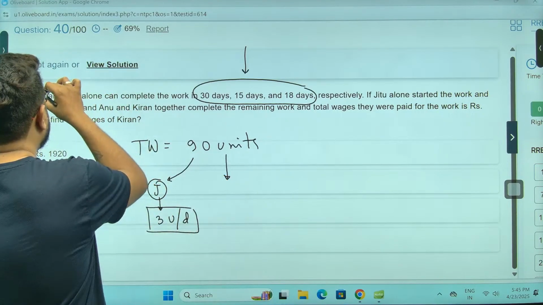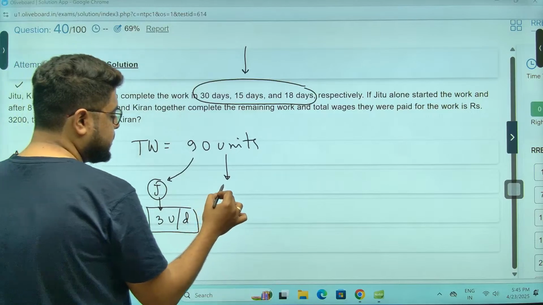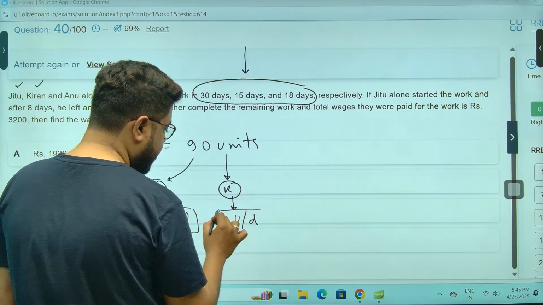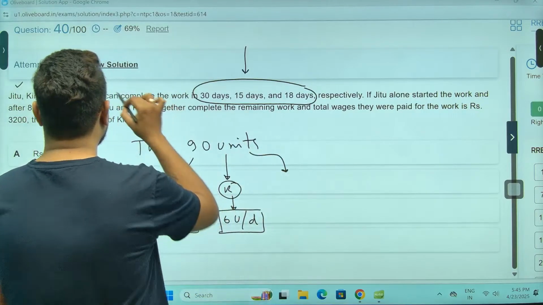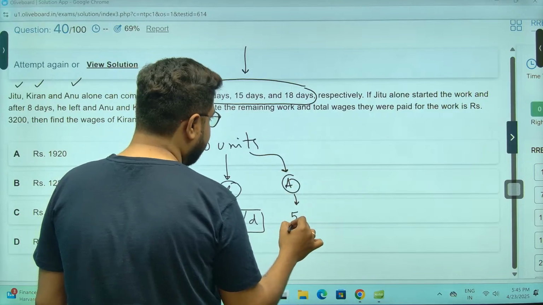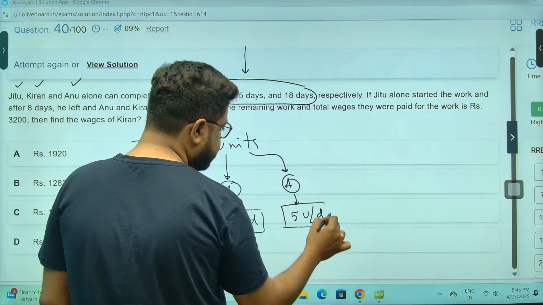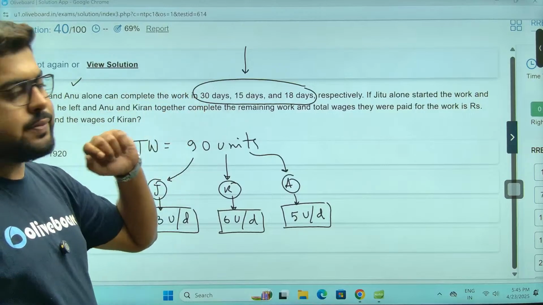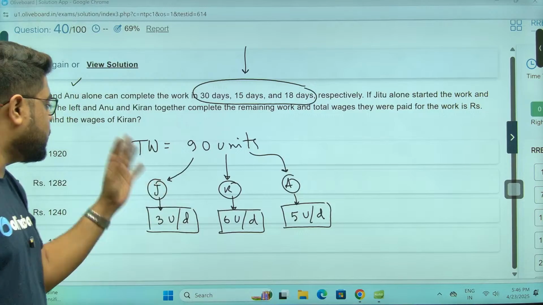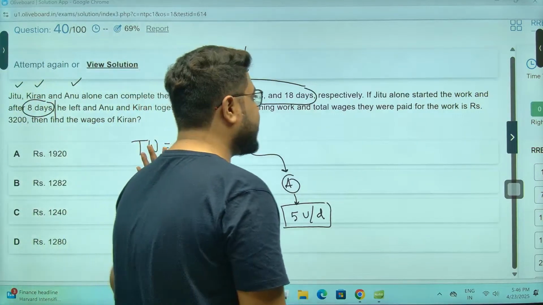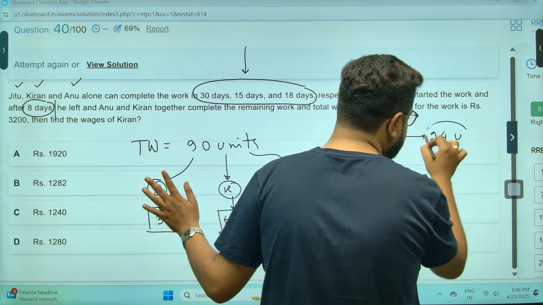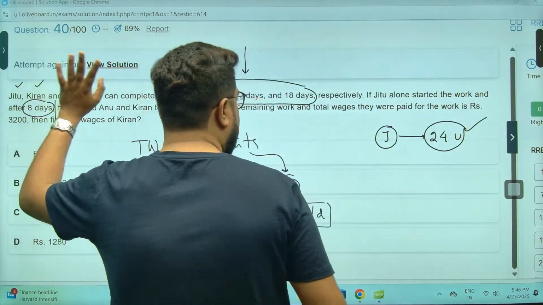Sir, Kiran 15 days 90 units. So Kiran's efficiency is 6 units every day. Then Anu, sir, 90 units in 18 days. So 5 units every day. Jitu started alone. After 8 days means for the first 8 days, Jitu worked alone. So Jitu has worked for 8 days.